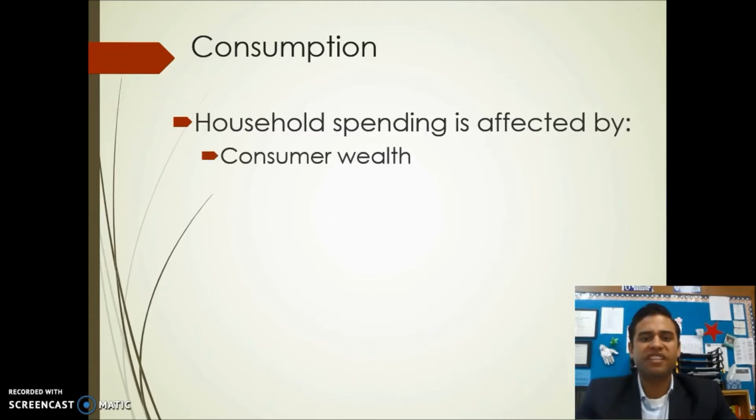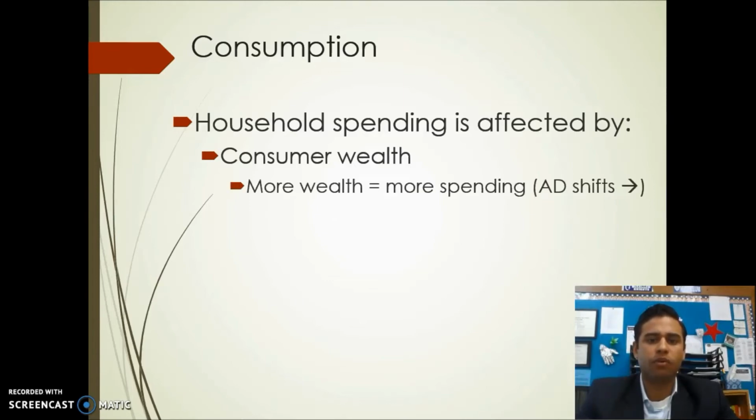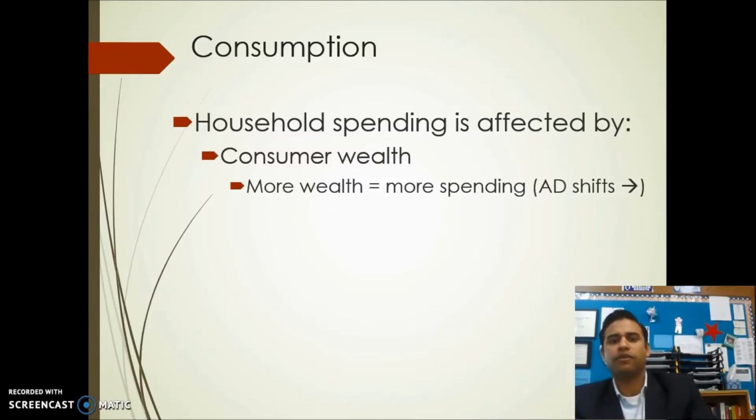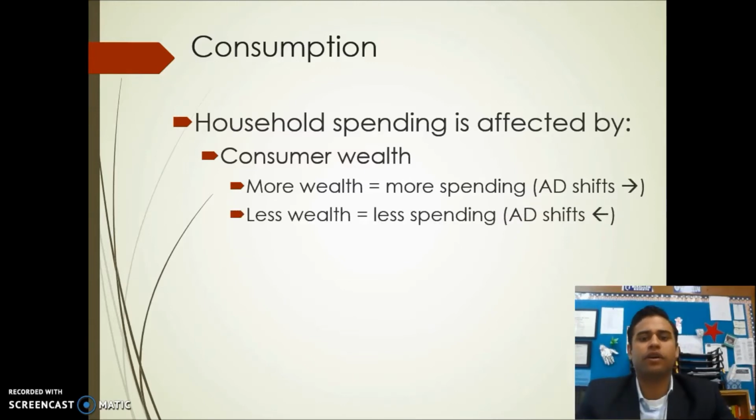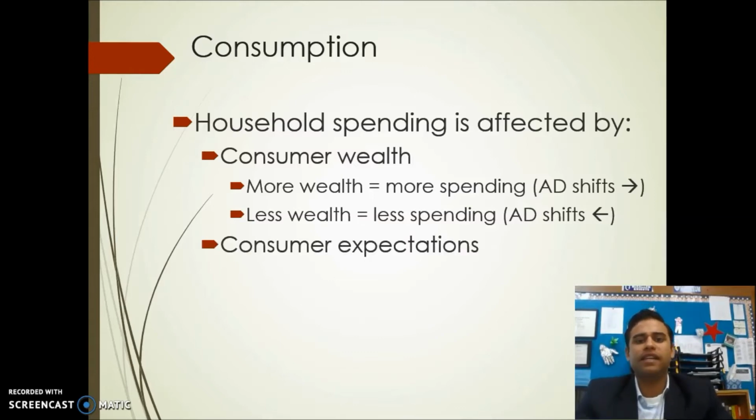So, things that would affect our spending, well, our wealth, right? If the stock market surges and people are feeling more wealthy, then we're going to increase our spending patterns. Okay, more wealth equals more spending, and that's a rightward shift in aggregate demand. Less wealth is less spending, and that's a leftward shift. Pretty straightforward there. Okay. Our expectations.